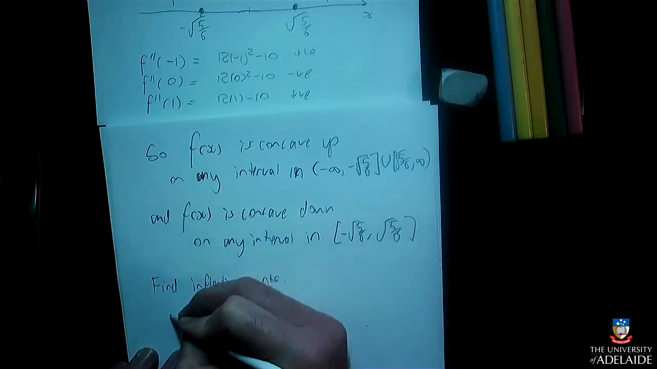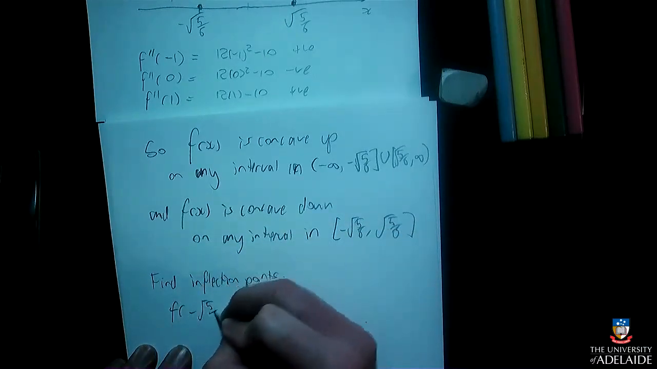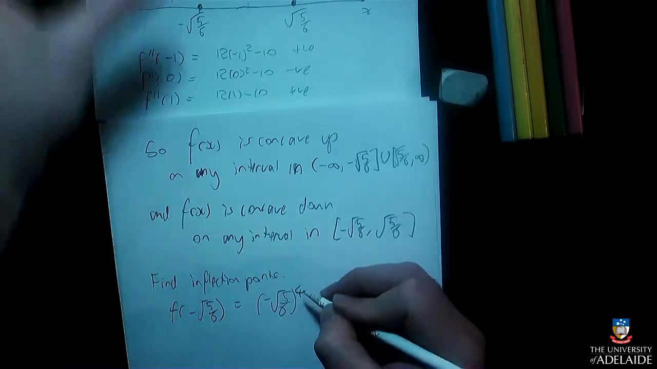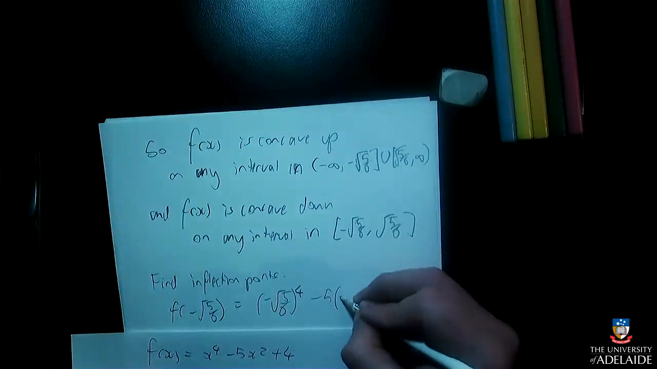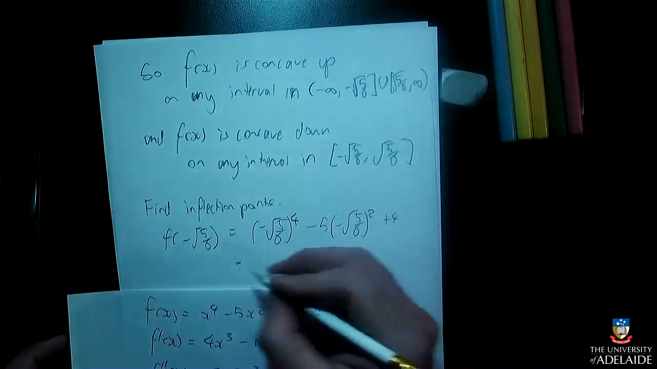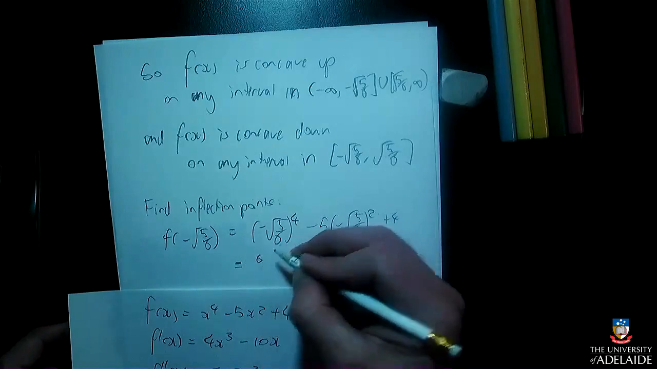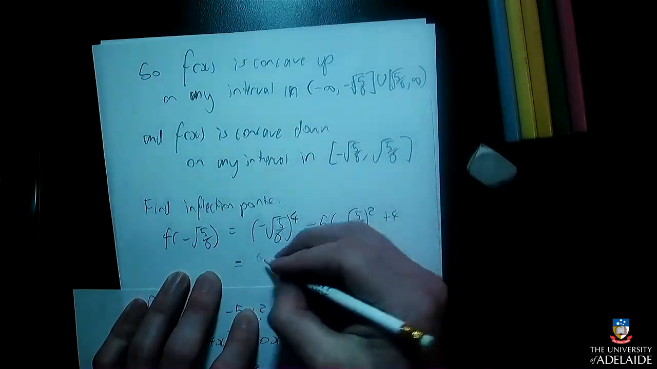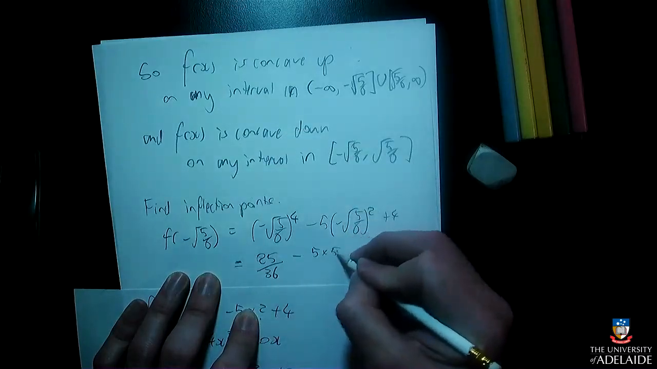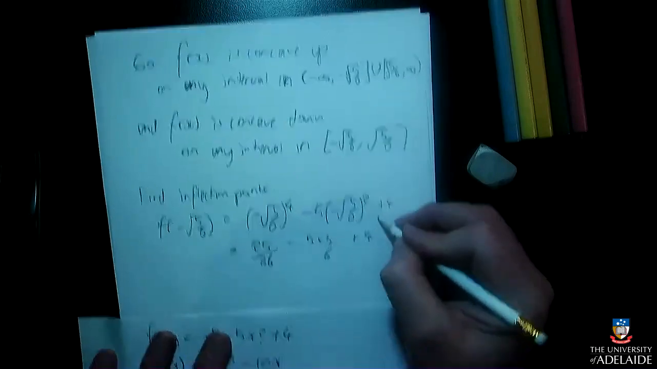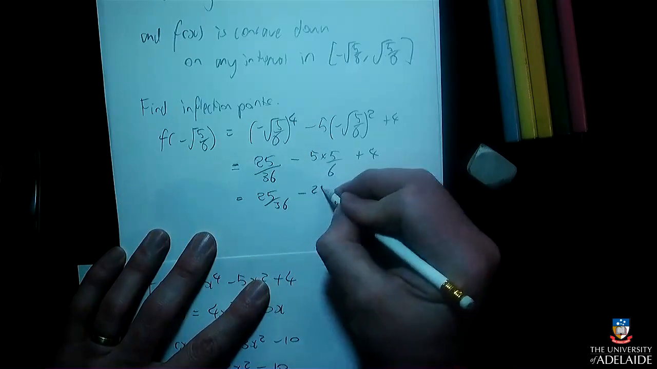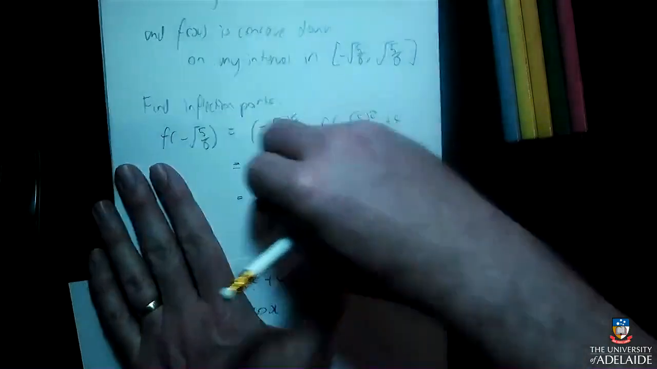F of minus root 5 on 6 is minus root 5 on 6 to the, I need the original function, to the 4, minus root 5 on 6 squared plus 4, which would be 5 to the power of 4, which would be, no, it wouldn't be. The root 5 squared would be 5, so 25 on 36 minus 5 times 5 on 6 plus 4. So we want 25 on 36 minus, we want to times that by 6. Oh gosh, I'm just going to use a machine really.